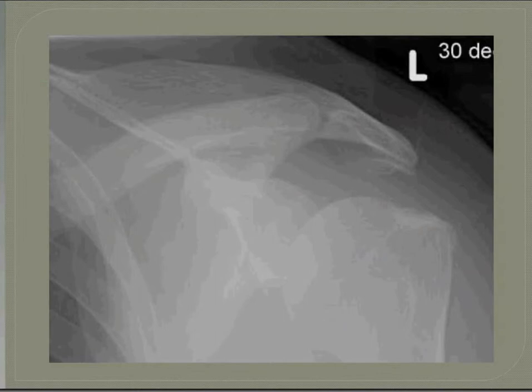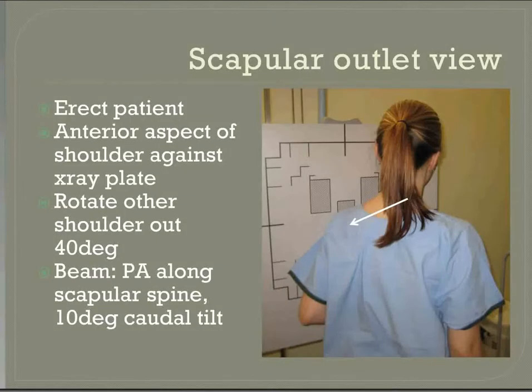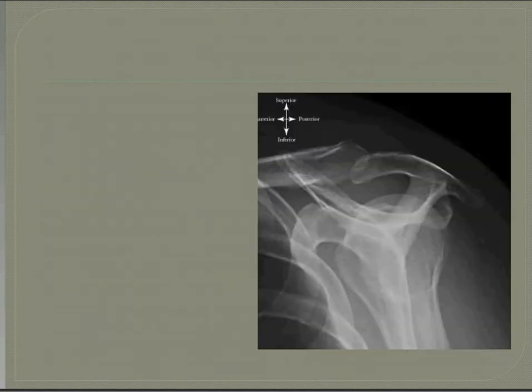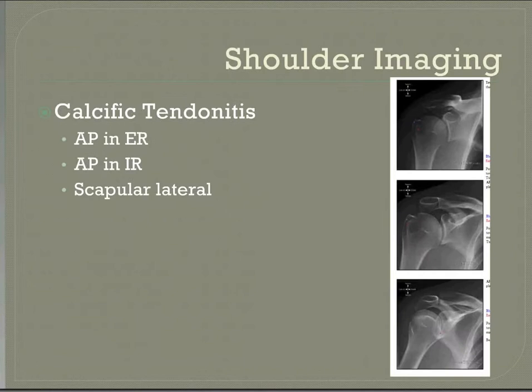And the last add-on was the scapular outlet view, which is with a 10-degree tilt, so looking down at the joint space in order to get a good view of that subacromial space. And with calcific tendinitis, the request was for internal and external rotation views again, and the scapular lateral.